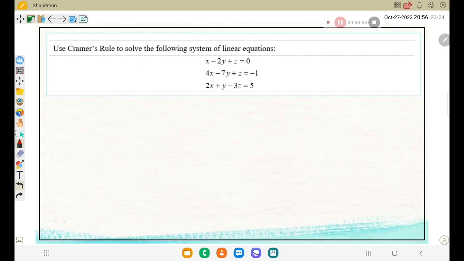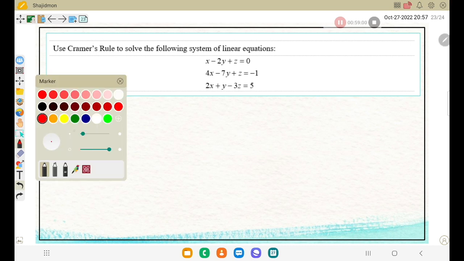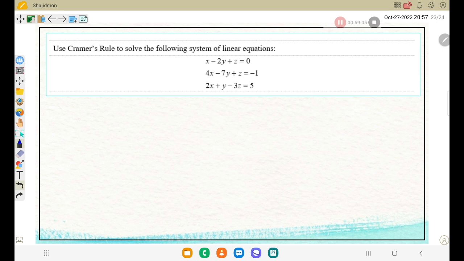Now we will go to the last one. Use Cramer's rule to solve the following system of linear equations: x minus y plus z equal to 0, 4x minus 7y plus z equal to 1, 2x plus y minus 3z equal to 5. Solve by Cramer's rule. So for Cramer's rule, we need to write 4 matrices.